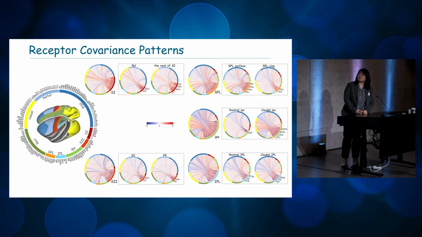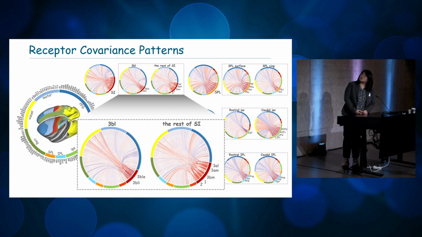On the other hand, we also found that areas belonging to the same subsystem can also be separated by their receptor covariance pattern. For example, within the primary somatosensory cortex, we found the areas 3BLI and 3BLE could be separated from other S1 areas, since they have relatively higher correlation with most of the visual areas, especially the primary visual areas, but they also show lower correlation with anterior inferior parietal lobe, intraparietal sulcus, as well as part of the prefrontal areas.